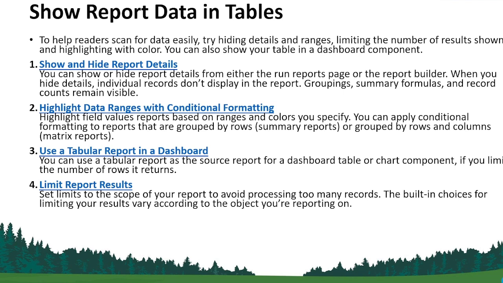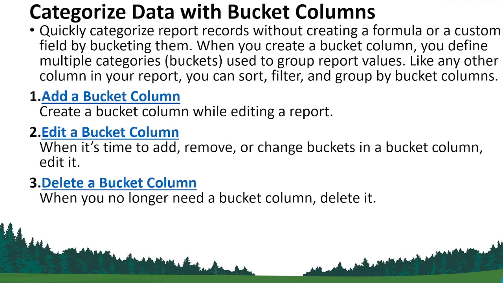Then limit report results. It will help you to set the scope of your report. So if you don't want to access too many records, then you limit the report results. Here the built-in choices for limiting your results will vary according to the objects you are reporting on. So from object to object, the limiting of your results will vary. Now you are categorizing your data with the bucket columns.